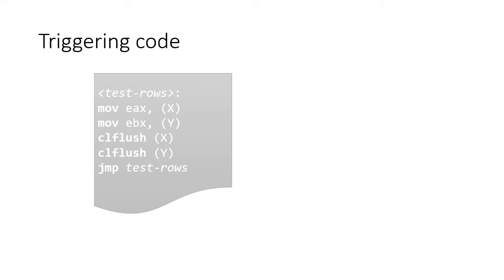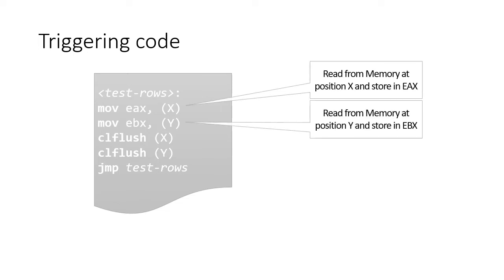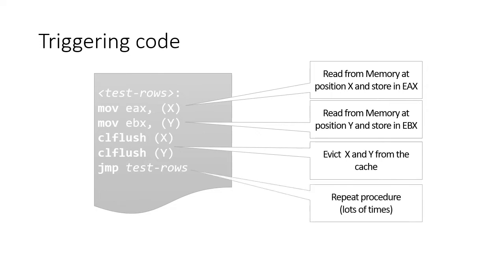So what we need instead is to read from two different cache lines on the same bank, so that we can alternate what goes into the row buffer. So we're going to read from X into AX, we're then going to read from Y, we're going to flush things back out and repeat it lots of times. So this means that the row containing X gets read and refreshed, then the row containing Y gets read and refreshed. Each time we do this, we are sort of hammering the DRAM and we are slightly weakening the bits in the adjacent rows. Any questions so far?